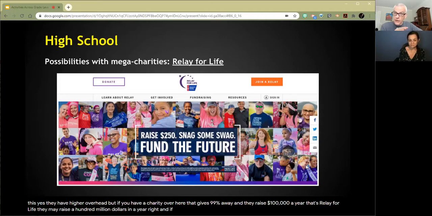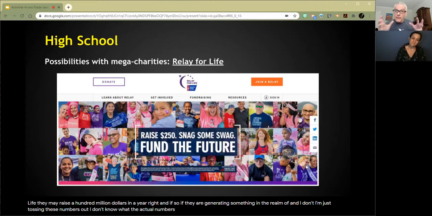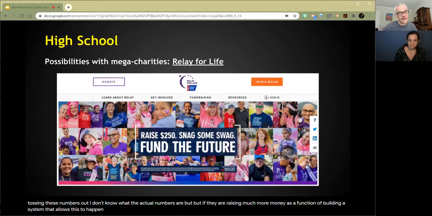And if they are generating something in the realm of, and I'm just tossing these numbers out, I don't know what the actual numbers are, but if they are raising much more money as a function of building a system that allows this to happen, that's cool. So getting kids into spaces where they can see how really well-run projects are making things happen for others, that can excite their imagination for possibilities for their futures as well.